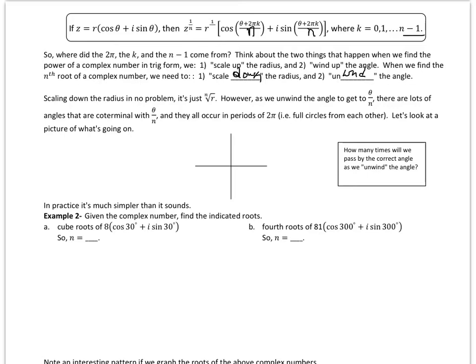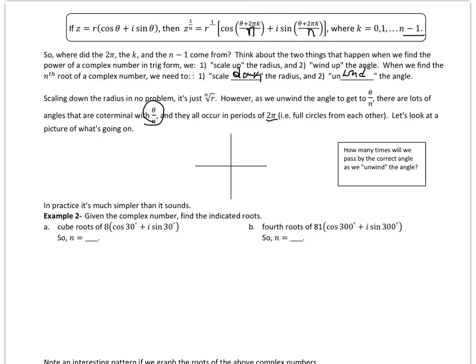We start finding nth roots of that, and we start unwinding that angle, we're going to hit several angles along the way, getting back down to whatever root we need to get to. So we have to account for each of those angles, what we call coterminal angles. So that's where this comes from. And again, there are lots of angles that are coterminal with theta over n, and they all occur in periods of 2 pi.